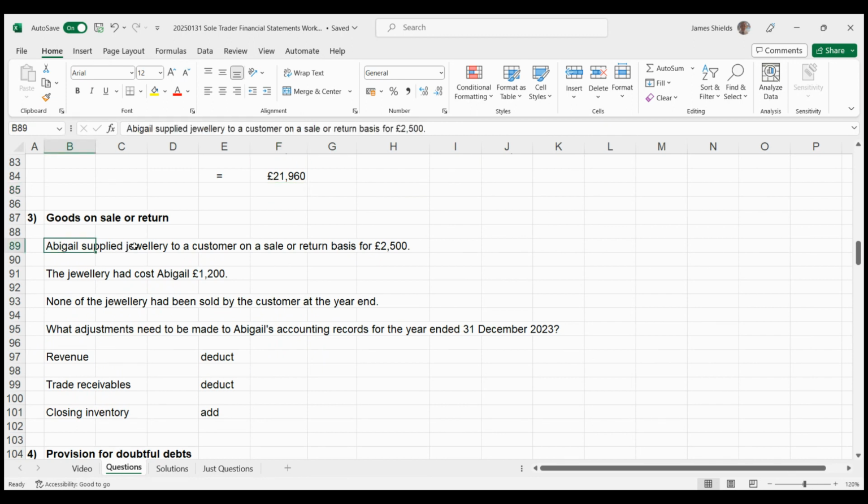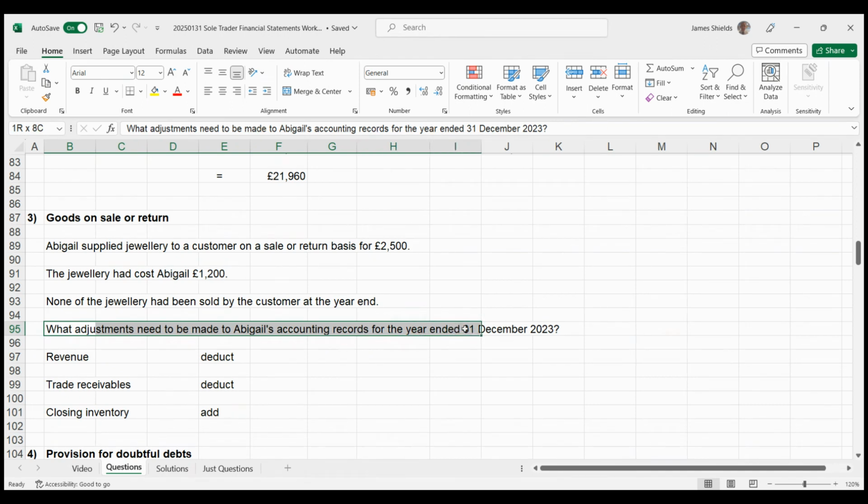So Abigail supplied jewellery to a customer on a sale or return basis for £2,500. The jewellery had cost Abigail £1,200. Now this is important. None of the jewellery had been sold by the customer at the year end. What adjustments need to be made to Abigail's accounting records for the year ended the 31st December 2023?